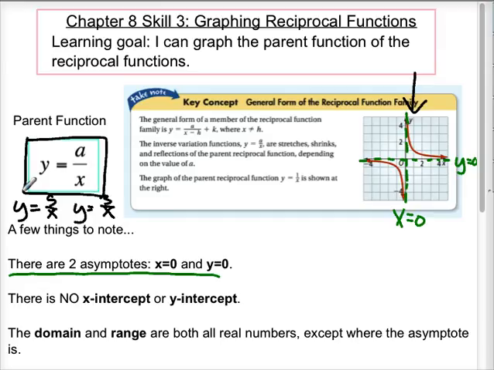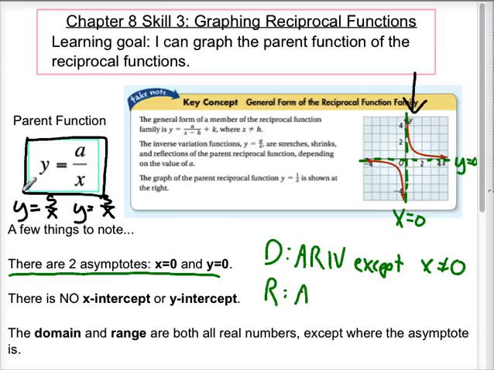And I want you to notice the domain and range. Okay, so the domain is all real numbers except where your asymptote is. Okay, and your range is going to be all real numbers except where your horizontal asymptote is. Now those will make more sense tomorrow or in the next lesson. But for now, that's just kind of a rundown of what this is going to look like. All right.